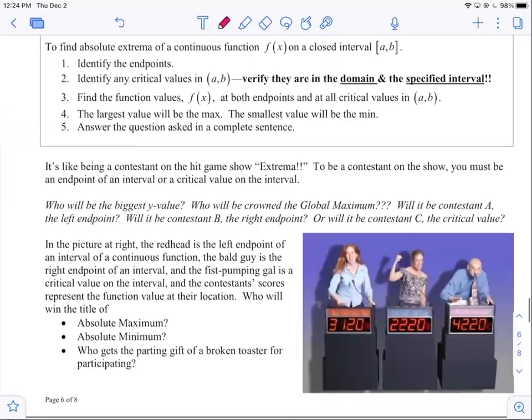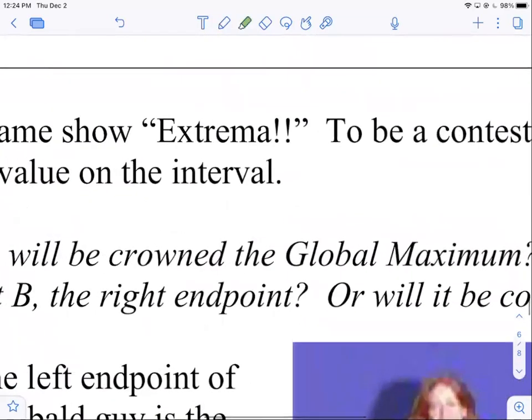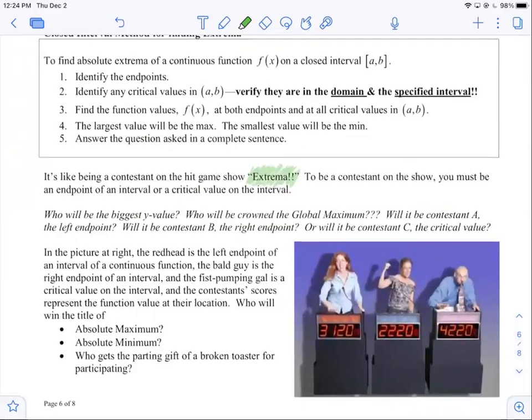So you can think of it as being a contestant on a game show, which I don't think has ever really existed, but I can imagine it would be probably the most popular game show of all time, even more so than Jeopardy. Extrema, with two exclamation points. The excitement's built right into the title. Now, here's all you have to do to be a contestant on the show: you have to be an endpoint, or you have to be a critical value on the interior.